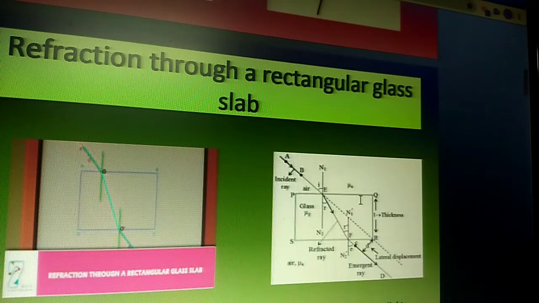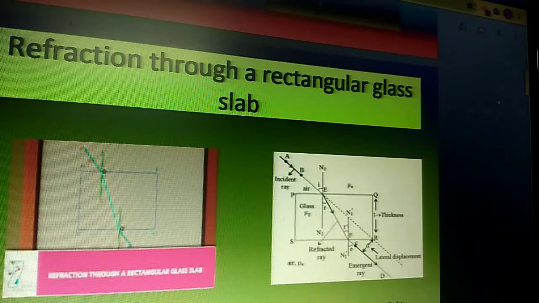So glass is a denser medium. Normally density is equal to mass by volume, but here optical density is related to the ratio of sine of angle I to sine of angle R. It will be constant for a given color of light and for a given pair of media which are undergoing the phenomenon of refraction.